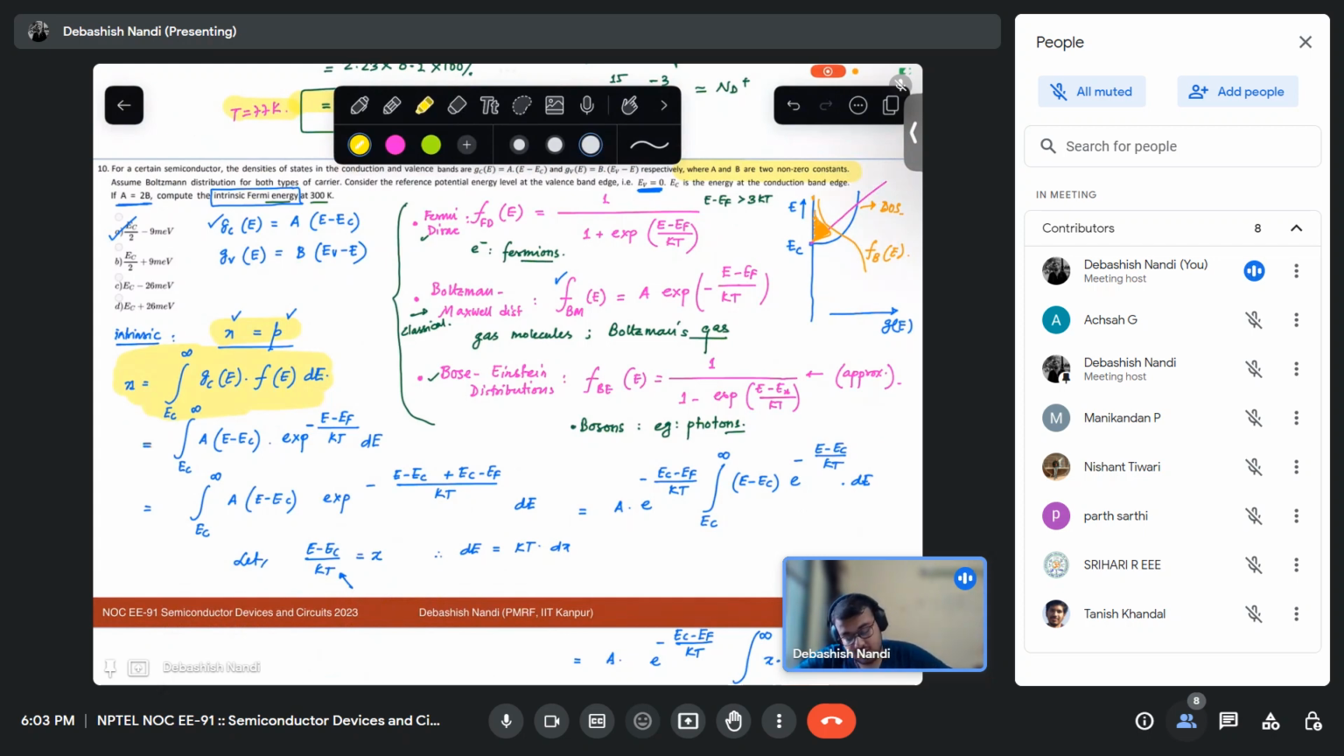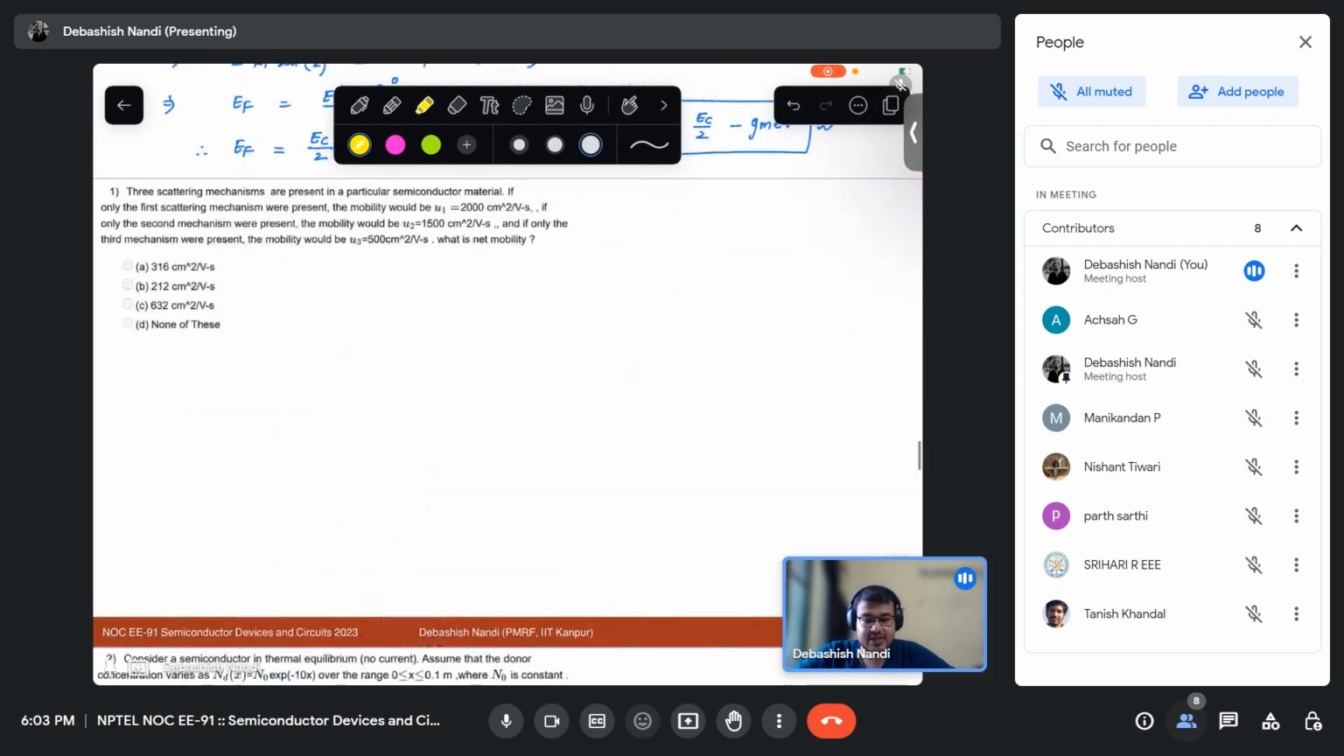So let's move on. Today's main content starts here. Three scattering mechanisms are present in a particular semiconductor material. Just for refreshing your memory, I told you in the last session what kind of scattering mechanisms are possible. Name a few.